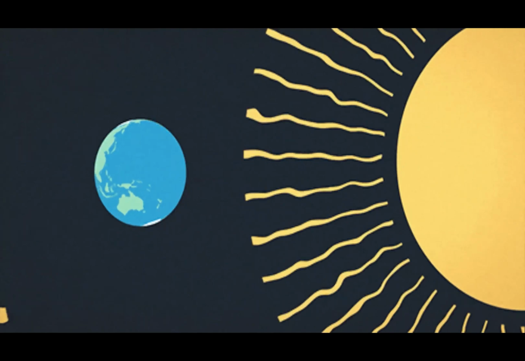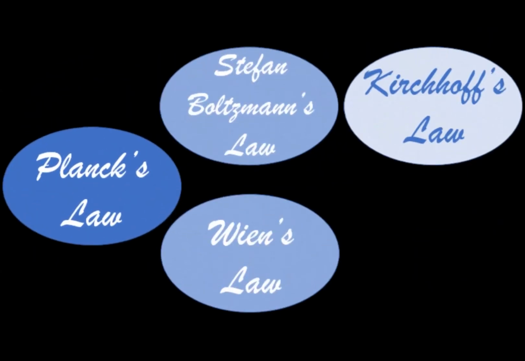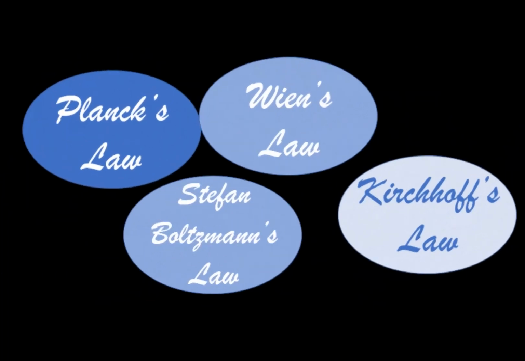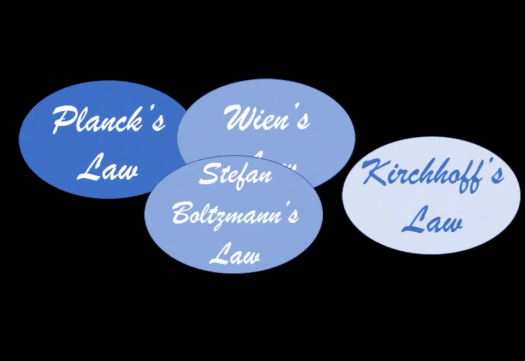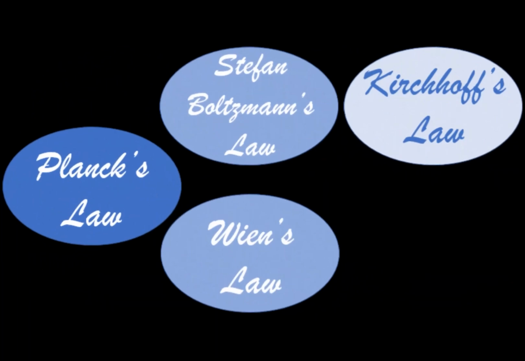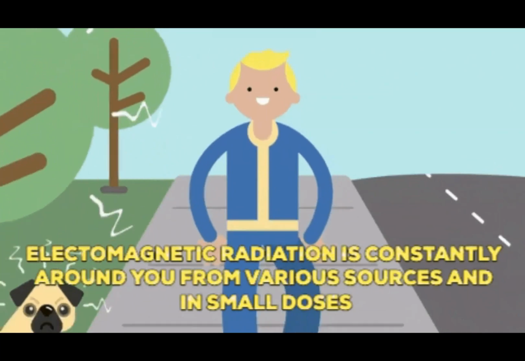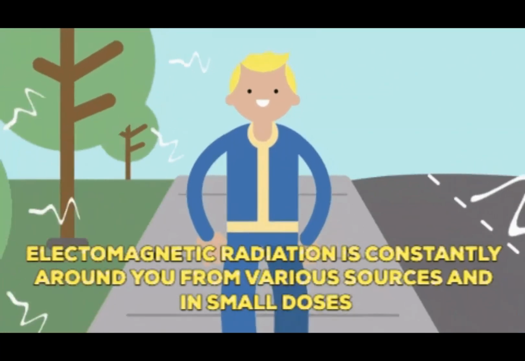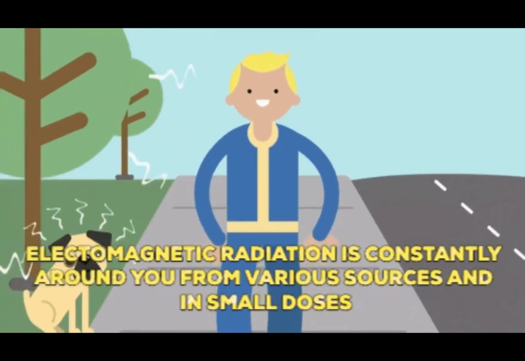There are 4 laws that govern radiative energy. These are Planck's law, Stefan Boltzmann's law, Wien's law, and Kirchhoff's law. However, all of these laws are derived from Planck's law, with Kirchhoff's law directly relating to Stefan Boltzmann's law. Planck's law states that everything in the universe emits some form of radiation, meaning that all living things and inanimate objects are constantly emitting radiation around you.